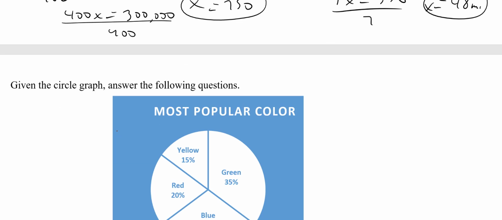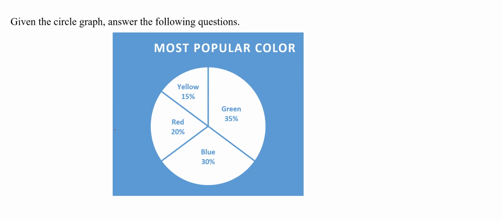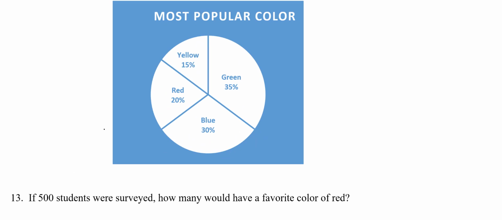All right, the old circle graph. So most popular color. Well, my favorite color is green, so I made that the most popular color. I don't know, it's my choice. I'm the teacher. Okay. So number 13 says 500 students were surveyed.